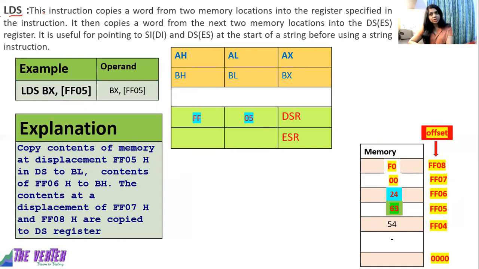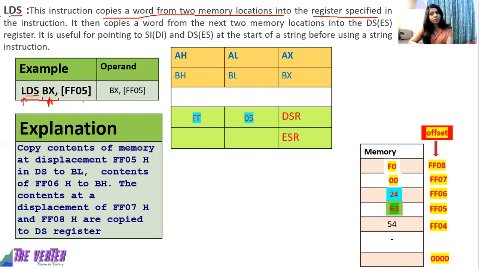Now what does this instruction do? This instruction copies a word from two consecutive memory locations into the specified register. Now let's take an example: LDS BX. L stands for load, DS stands for data segment register. BX is the specified register. Load this specified register with the contents of the memory location whose offset is FF05.